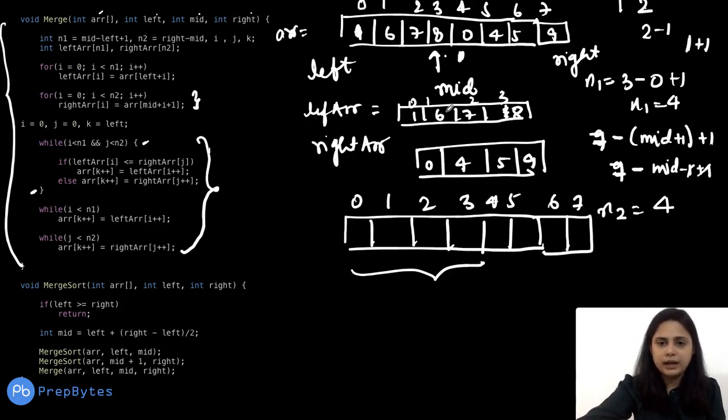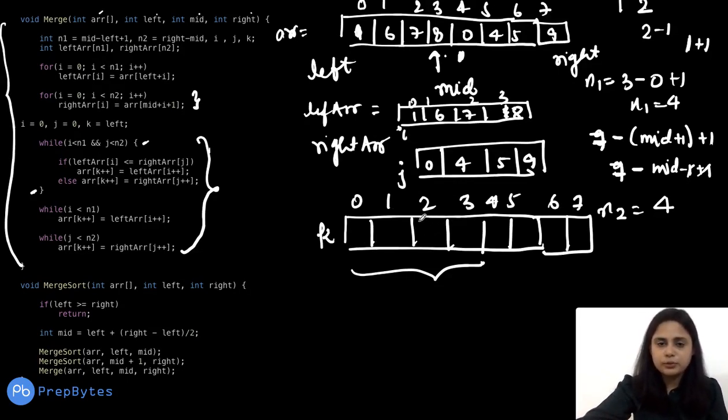Now let's go ahead. My idea is that I will keep 3 pointers, which I'm calling i, j and k. i keeps track of which element from the left array should go here, j tracks which element from the right array should go here, and k tracks at which particular place I am filling the element.